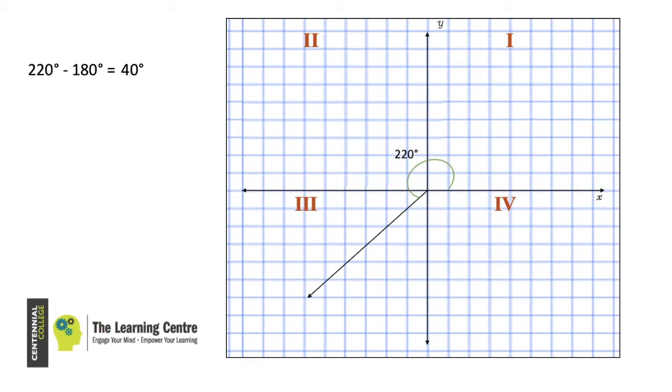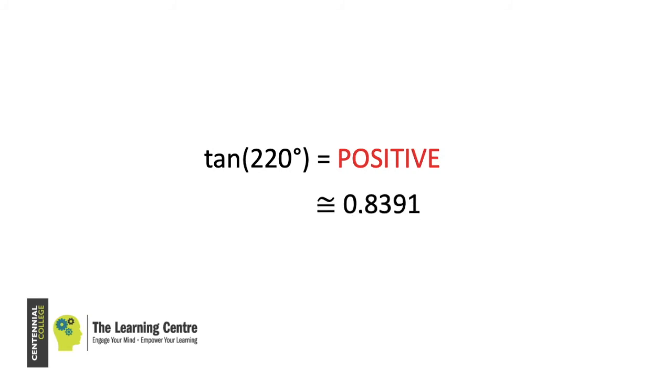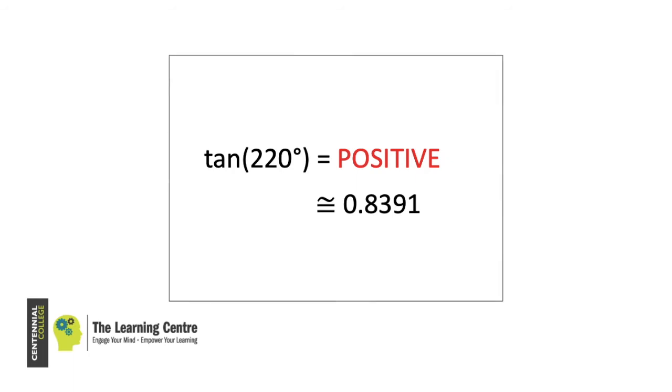So we see that this angle is in the third quadrant, and from CAST we know that it is positive, and if we calculate the ratio, it is approximately 0.8391. In the next lesson, we will be going over how to find exact values of these ratios, but for now we can just round.